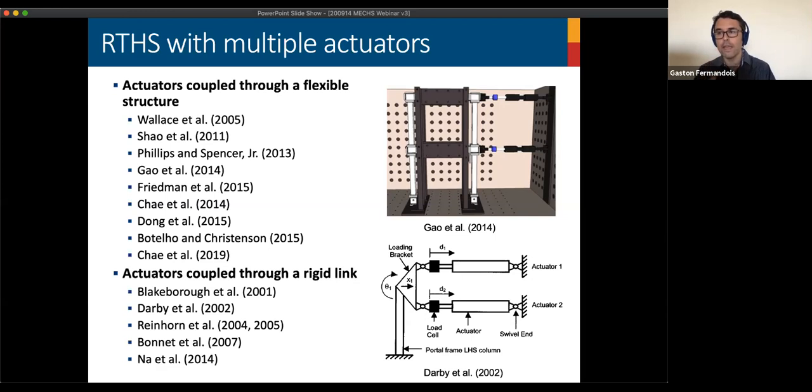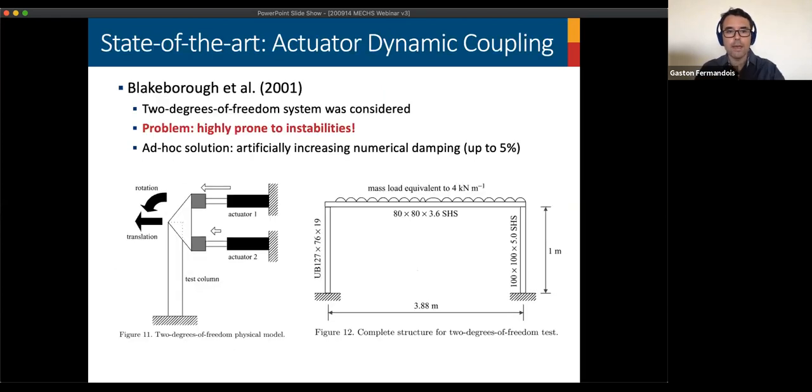So basically, this is an element that is extremely stiff, and we have coupling between the actuators that are connected to this element. The first study that tried to solve this problem was Blakeborough et al. in 2001. They conducted a very simple problem where they had this moment frame, and they identified one of the columns of this frame as the experimental substructure, and they wanted to impose at the boundary one translation and one rotation. This 2 degree of freedom system requires 2 actuators in order to impose this boundary condition.